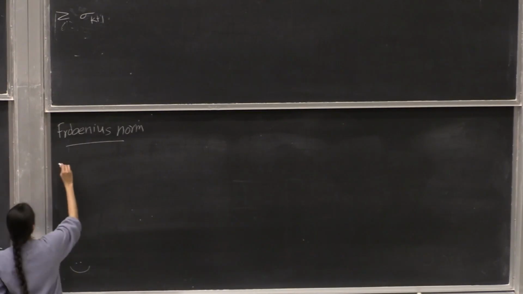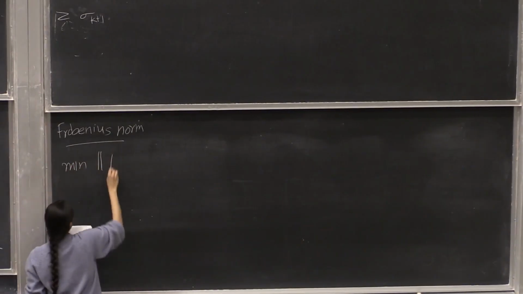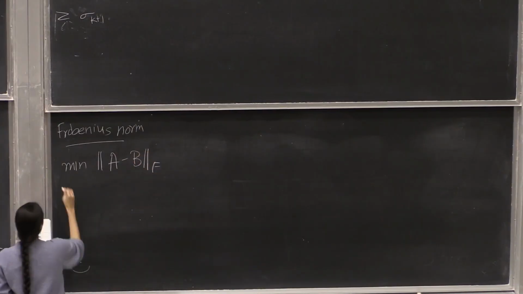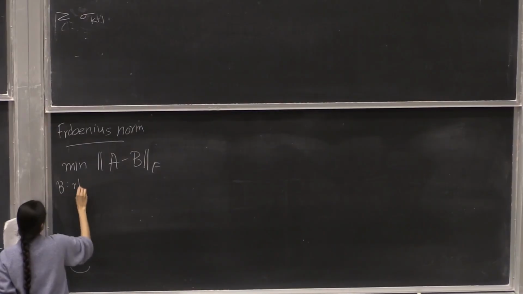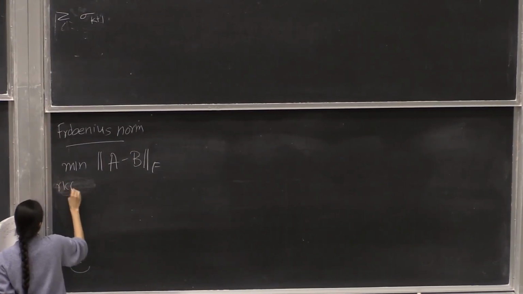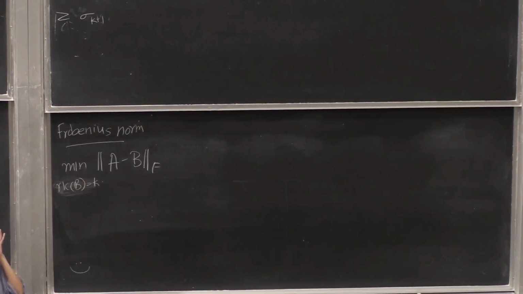So what we're trying to do is we're trying to say, let's look at the min of A minus B, where B is of rank K. Okay?